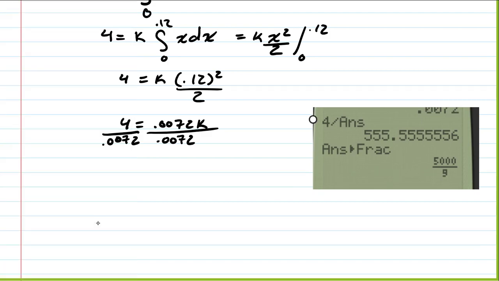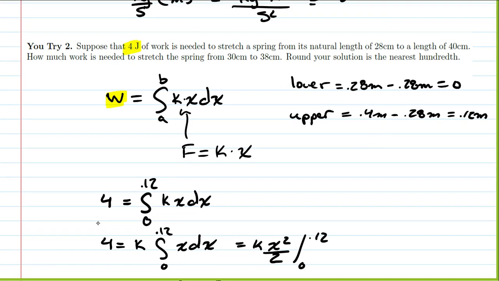So we then saved that k for later. So we have k is equal to 5,000 over 9 after converting to a fraction. So now, after doing all that, I almost forgot, we're not done.